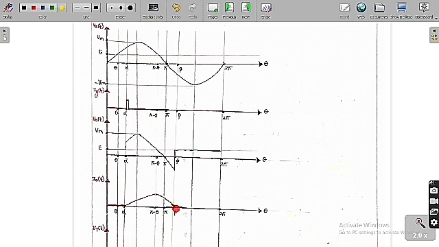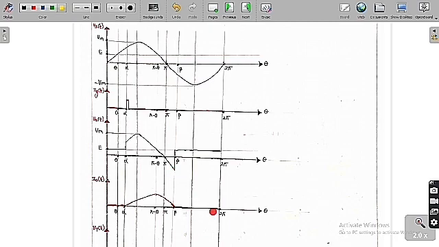So after that, the current is going to become 0. So from alpha to beta, the thyristor is going to conduct. The thyristor is going to conduct. Therefore, the output voltage is equal to the source voltage from alpha to beta. So up to beta, we have to draw the same source voltage.